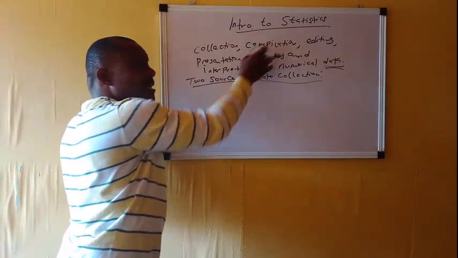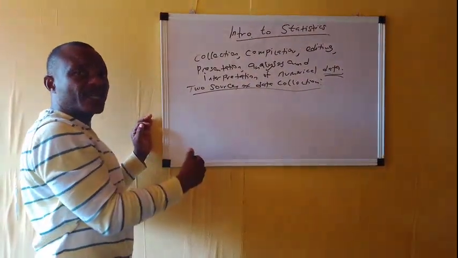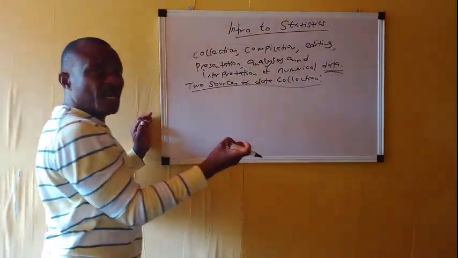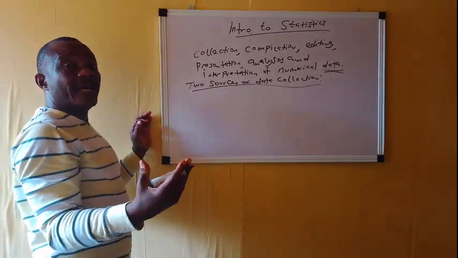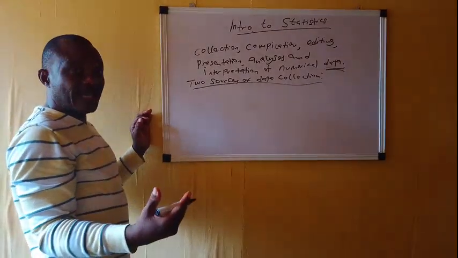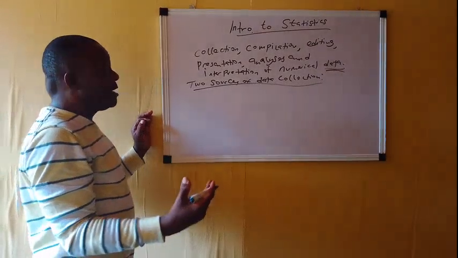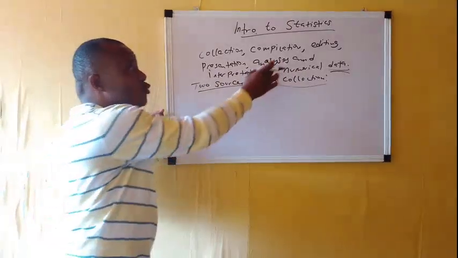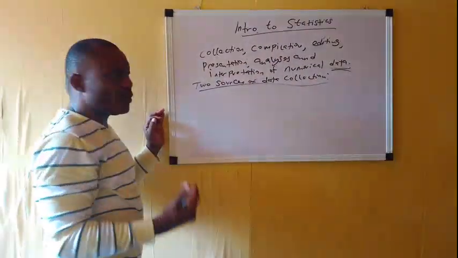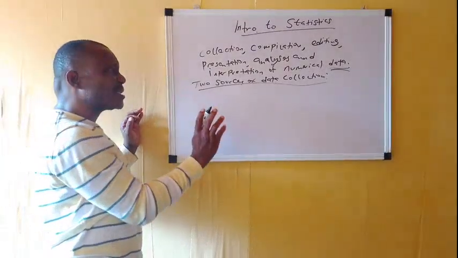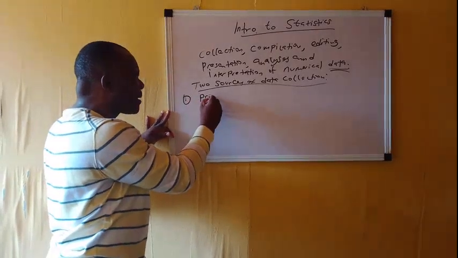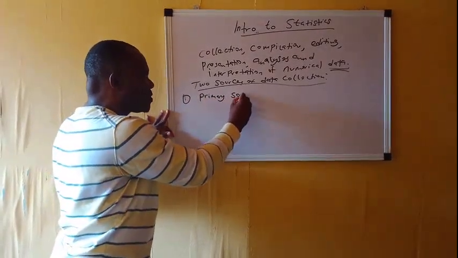If the data, it may be large, it may be a small scale. Some may not need compilation, some may not need editing. If they are properly corrected, especially data collected through secondary sources, they may not need editing. So what you just need to do is present them the way they were collected, then you do your analysis, and of course you interpret. So we have two major sources of data collection. Number one is called the primary sources.